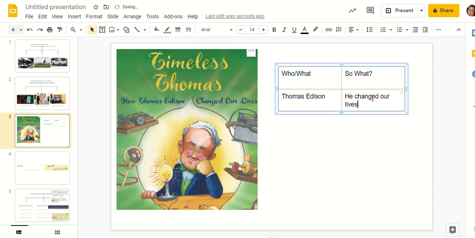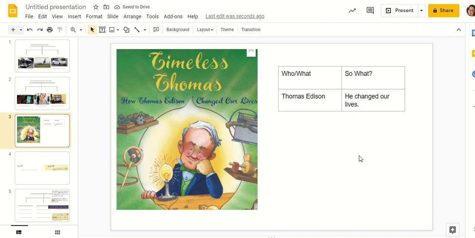He changed our lives. And remember, this connects back to our focus question, which is what it takes to make a successful invention. And we know that Thomas Edison made many inventions if you look at the front page of the passage. And especially if you have read through the whole passage at least one time before we go into some close reading.